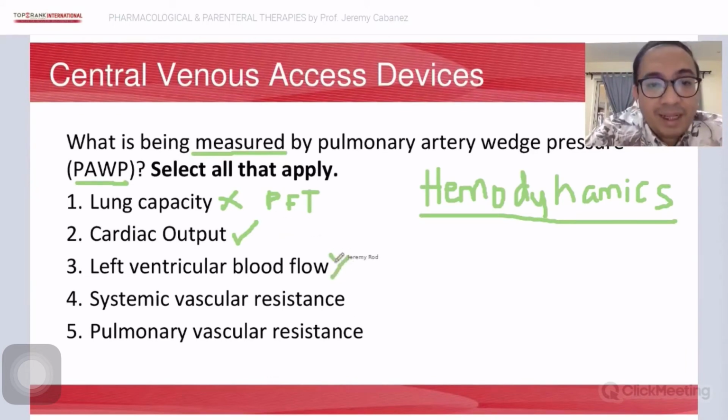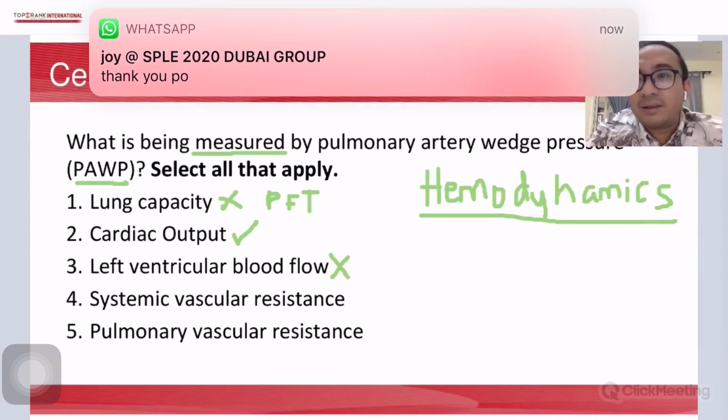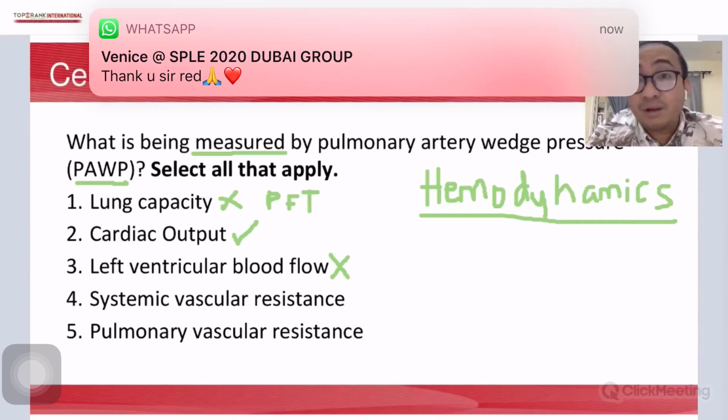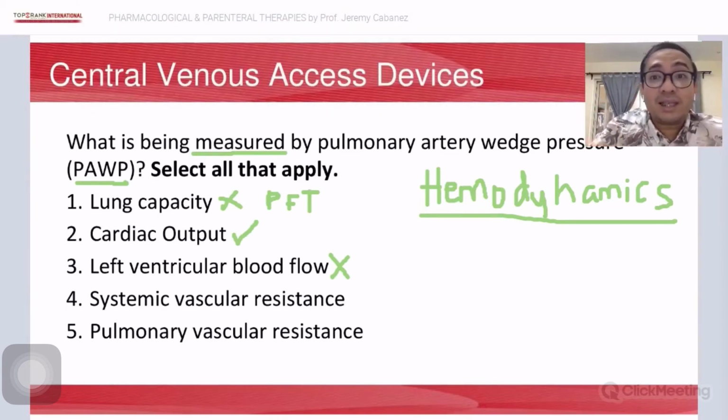Mali yan. Pero pag may nakita ka, left ventricular end diastolic pressure, pwede na yon kapag left ventricular diastolic. Bakit? Kasi kapag diastolic na yan, usually, the one that we are assessing is the atrial. Naiintindihan ako dyan. Okay, next.